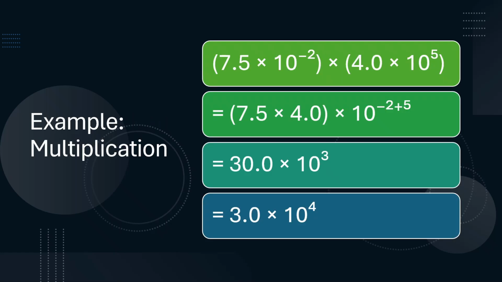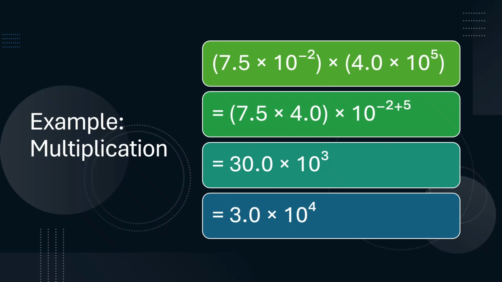Now, this is the example for the multiplication of scientific notation. The given is 7.5 times 10 to negative 2 times 4.0 times 10 to the 5. We're going to multiply the coefficients 7.5 times 4.0, and add the exponents, negative 2 and 5. Since it is negative 2 plus positive 5, we subtract the two numbers and use the sign of the larger one. That is why we have positive 3 as the exponent.